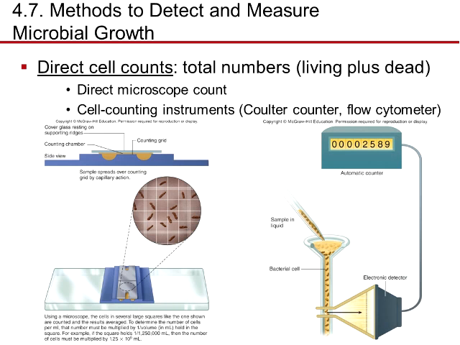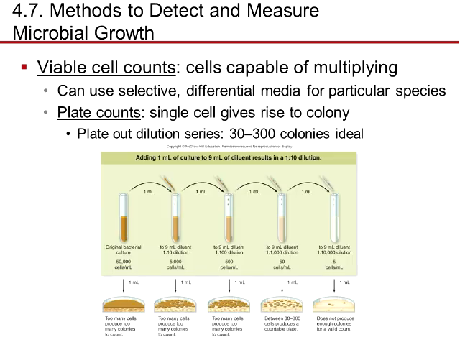We also can use direct cell counts. That's where we take total numbers of living plus the dead in a direct microscopic count. We put them in what's called a hemocytometer, and we count them. We look at a certain square, and we count how many organisms we see, and then we multiply that times a certain factor, and it tells us what the count is per cubic millimeter. We also can filter them. We put a sample liquid with the bacterial cells through, and the electronic detector will tell us how many organisms it counts. That's another mechanism we use.